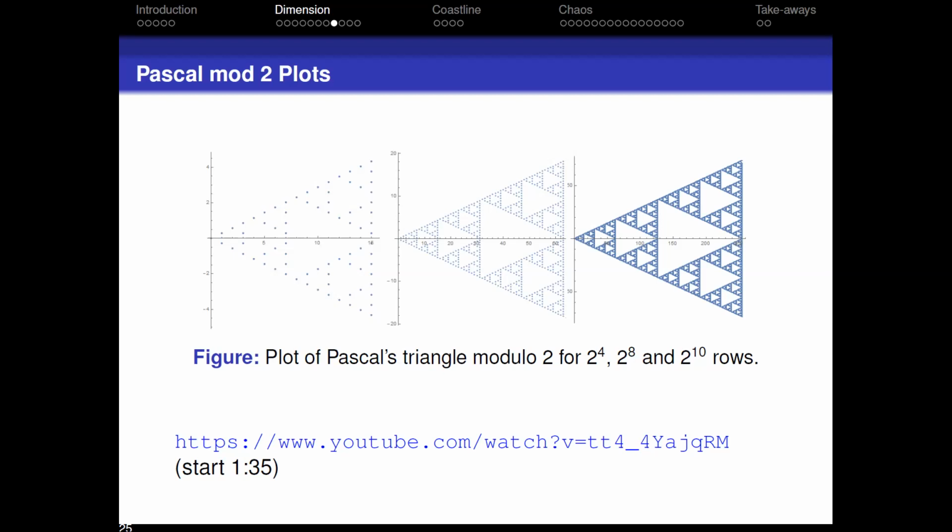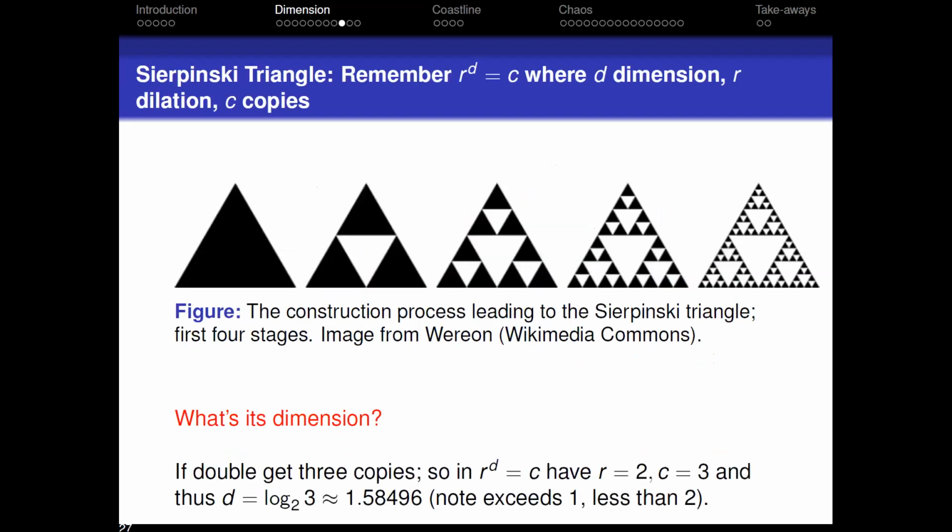There's lots of other things you can do. This is just going through the calculation I was mentioning a while ago, and you get that it's the log of 3 base 2, which is about 1.58. One of my students did a nice calculation. I'm not sure if this was new, I doubt it, to show that no matter what number you give me, any positive real number, we can always find a set that has that dimension.